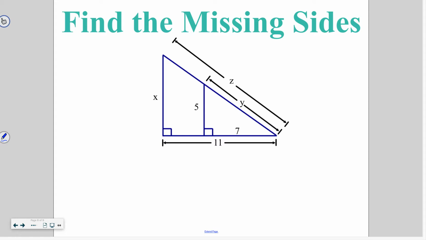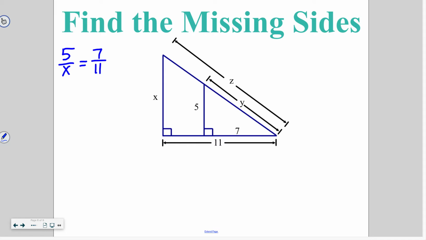So, right now we've got our inner triangle, which is smaller, and our outer triangle, which is bigger. I know the up and down of the inner is 5, and the base is 7. Base of the bigger one is 11, so I can use that to find the height. So I'm going to go ahead and set up a proportion and say that 5 over x is equal to 7 over 11.